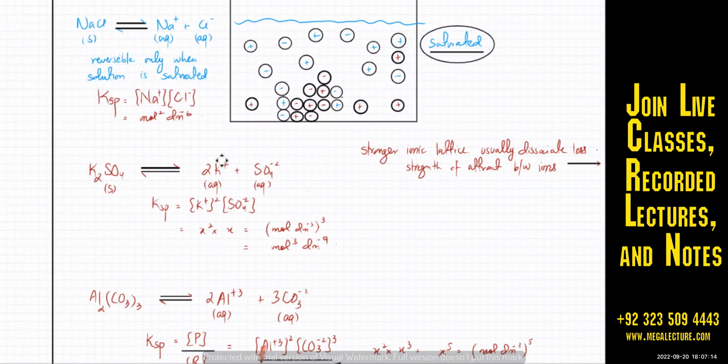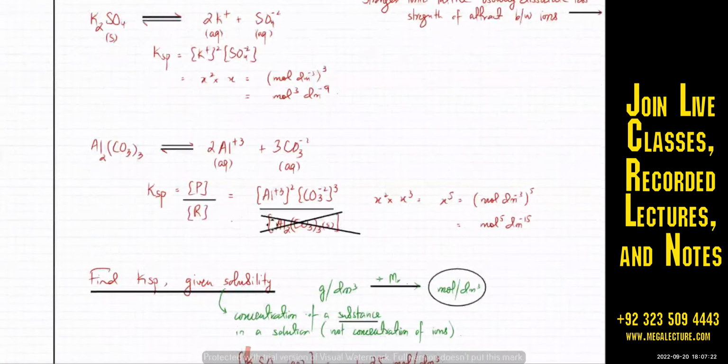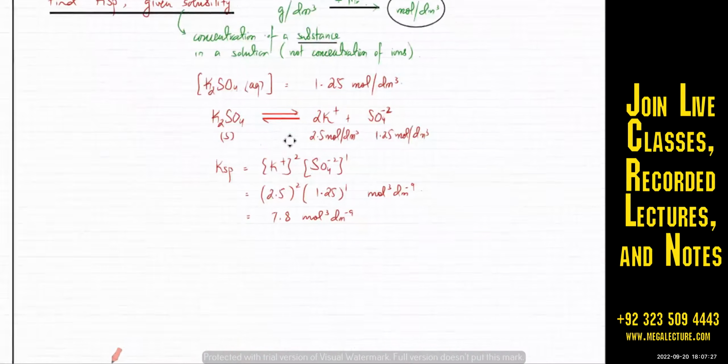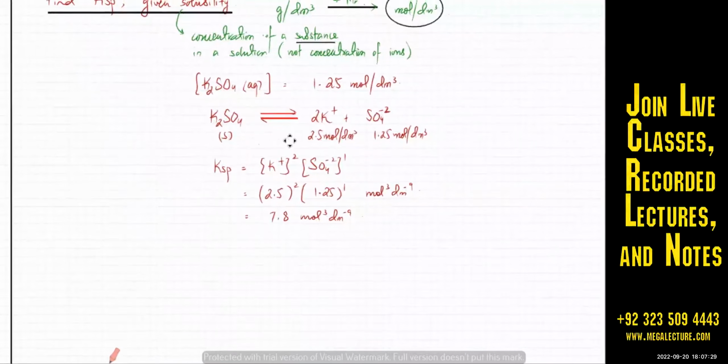So the solubility product was the product of the ions. It was the concentration of the products divided by the reactant. You don't write the reactant because the reactant is a solid. So we learned how to calculate the KSP value for different substances. Now we're going to do the opposite question, but let me just do one more question quickly about finding KSP.